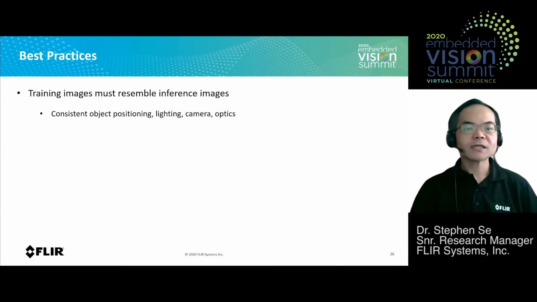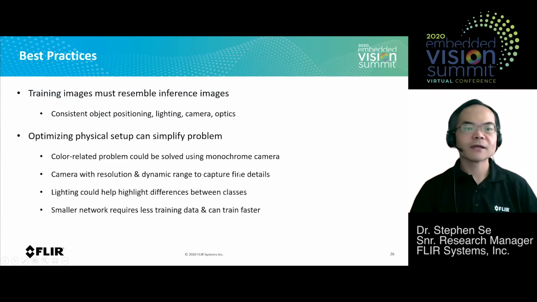We would like to share some best practices that we have learned from the case studies. Training images must resemble inference images at deployment. For example, object position should be consistent, lighting, camera, and lens should be similar. As data collection is typically very tedious and time-consuming, it is better to optimize the physical setup to simplify the problem, rather than trying to handle diverse conditions.